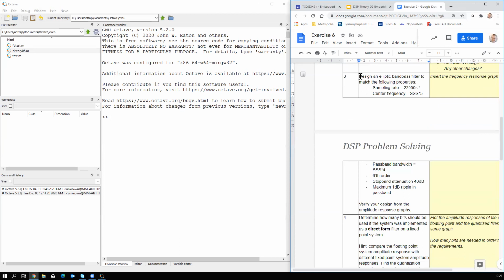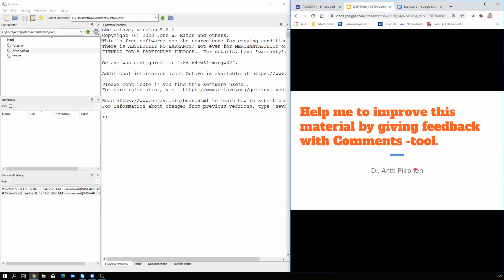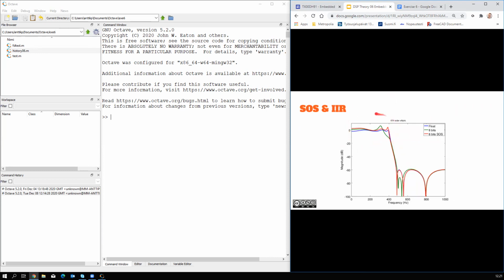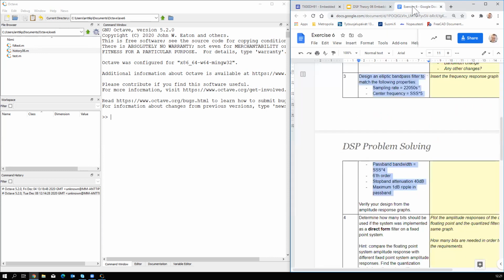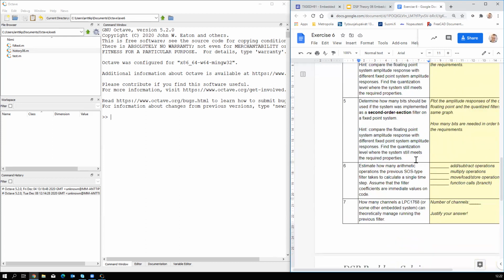The next one is an elliptic filter, so practically it's somewhat similar to this. A sixth order elliptic filter. You should start seeing some things, either if it's direct form, how many bits you should use if the system was a direct form compared to a second order system implementation. I'll give you some hints there to estimate that.